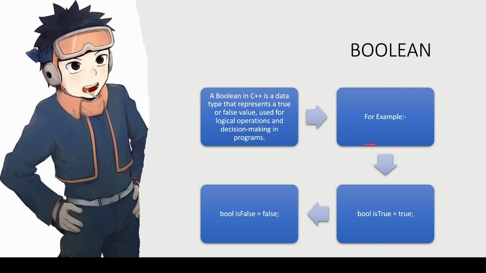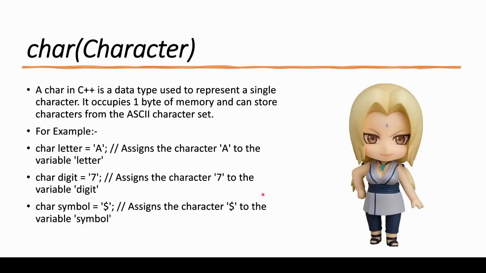For example, this is the common syntax of boolean. bool isFalse = false. This is called assignment, and here it is bool isTrue = true. You can see that we only use false or true. There are only two values that we use in boolean, that is false or true, or we can say true or false. So our next data type is character.